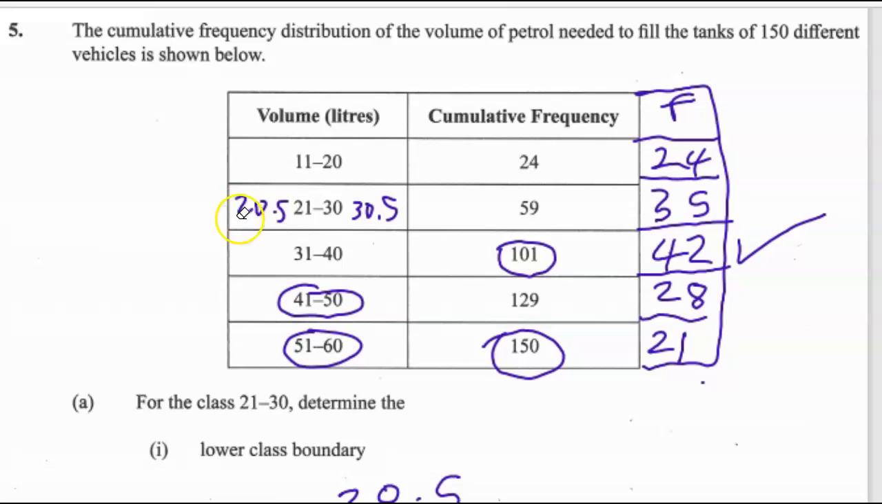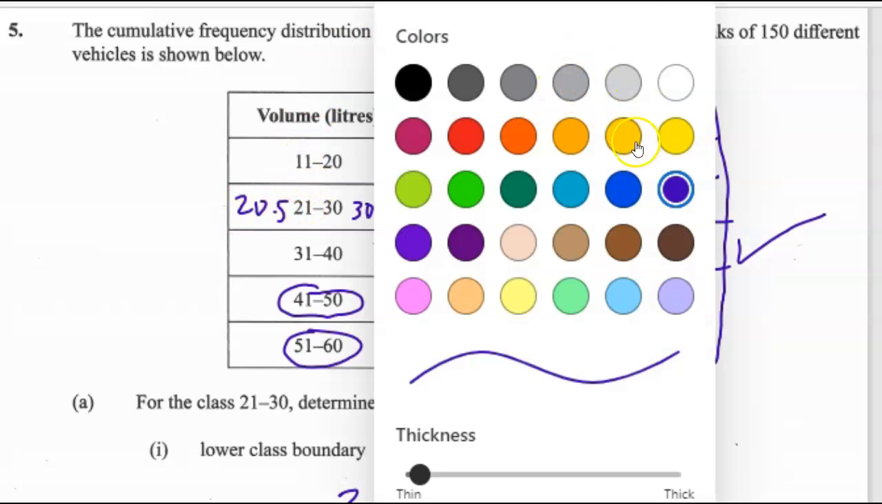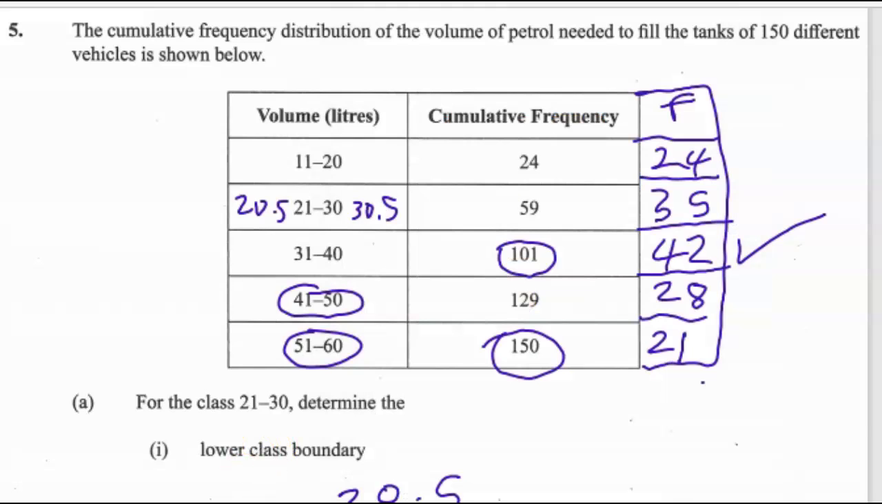So next we are required to do a histogram. And of course, for the histogram to be done, we need the class boundaries. So we subtract 0.5 from the lower values, add 0.5 to the upper values, and we'll do it for all the rows: 30.5, 40.5.